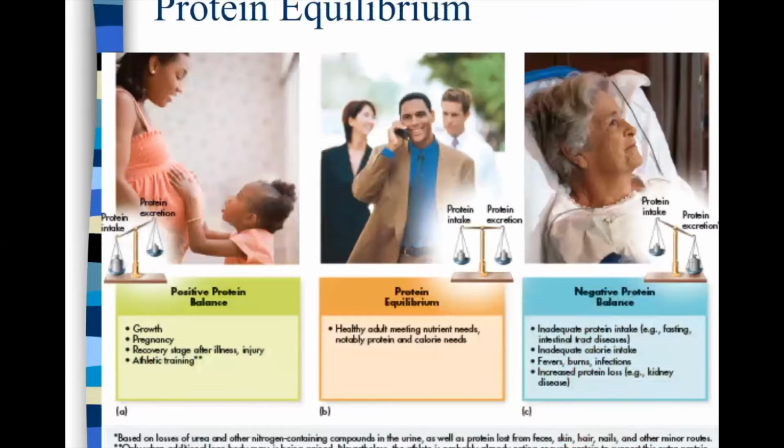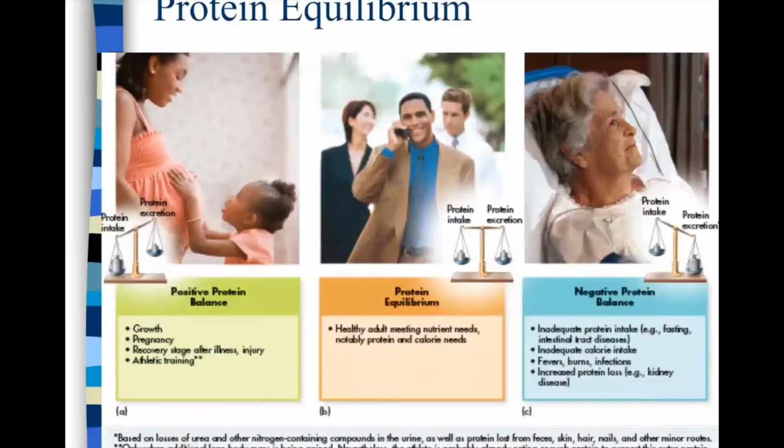Protein balance. We can look at protein balance as protein intake and protein excretion. When we excrete proteins, we are primarily excreting nitrogen. We're breaking it down into nitrogen and getting rid of nitrogen, so sometimes this is considered nitrogen balance. In some life stages, your intake is less than your excretion, and in other life stages, your intake is more than your excretion. Positive protein balance happens during growth, pregnancy, recovery after illness, and athletic training.